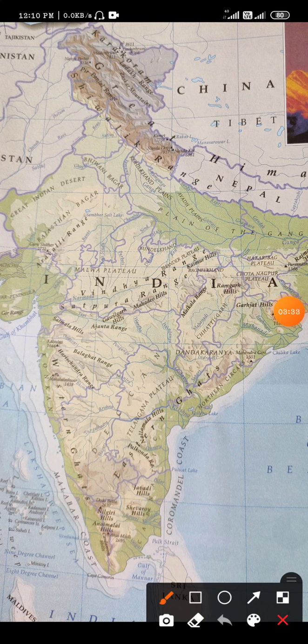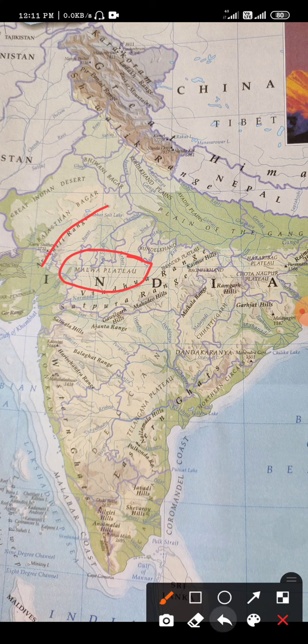Next, discussing the plateau. Plateau means an elevated flat structure. First we have the Malwa Plateau. This Malwa Plateau is located between the Aravalli Range and Vindhyan Range, and this plateau is rich in mineral sources.